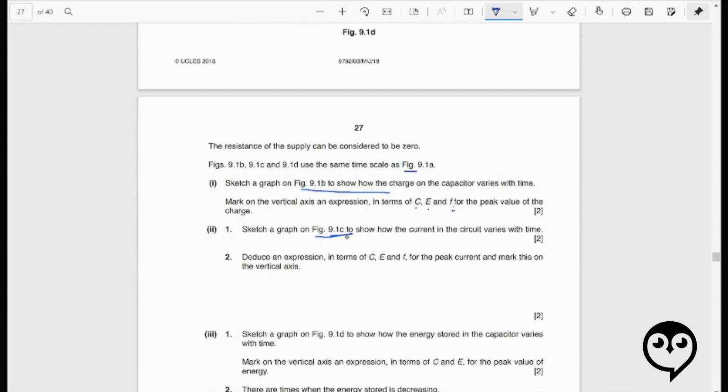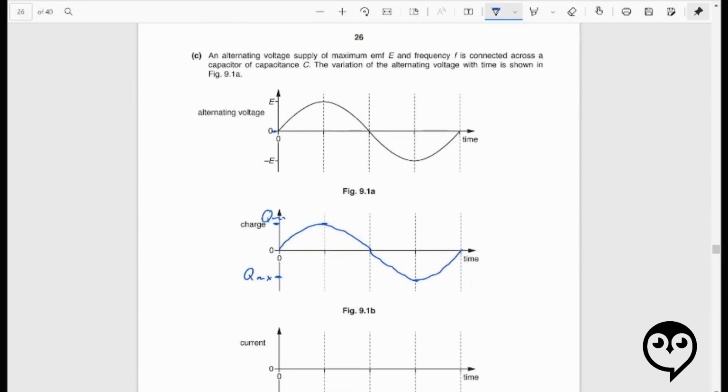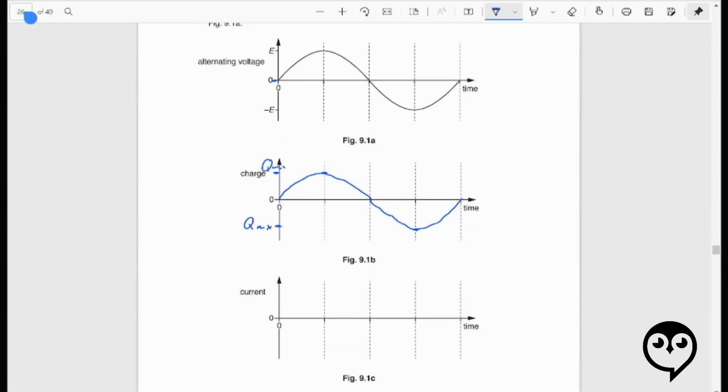Sketch a graph on figure C to show how the current in the circuit varies with time. Deduce an expression in terms of C, E, and f for the peak current and mark on the vertical axis. Okay, so same type thing. Right, now I seem to recall that current graphs always are in a bit of a delay from the voltage.